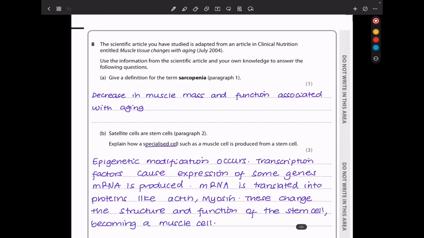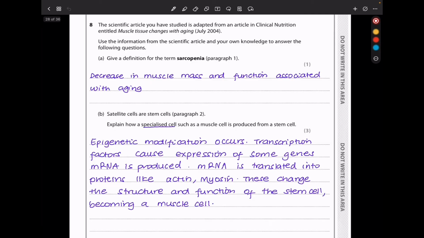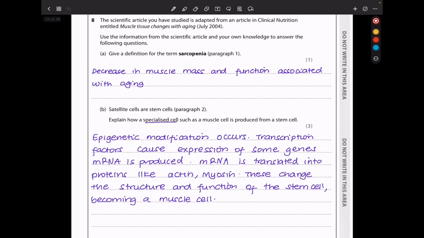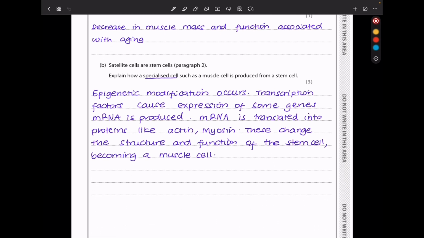In question 8, they say the scientific article you have studied is adapted from an article in Clinical Nutrition entitled Muscle Tissue Changes with Aging. It was published in July 2004. They say use the information from the scientific article and your own knowledge to answer the following questions. First question says give a definition of the term sarcopenia. Sarcopenia is a decrease in muscle mass and function which is associated with aging.